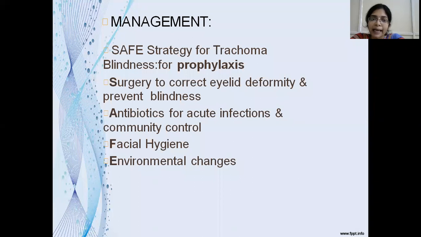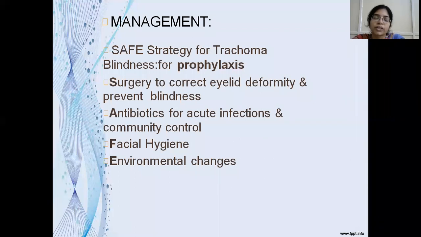So what is the strategy adopted for prophylaxis? The World Health Organization has adopted the SAFE strategy for trachoma blindness, which is S for surgery to correct eyelid deformities, A for antibiotics, F for facial hygiene, and E for environmental changes, that is maintaining your hygiene and sanitation and water, and eliminating the fly population. So all this is the management part.